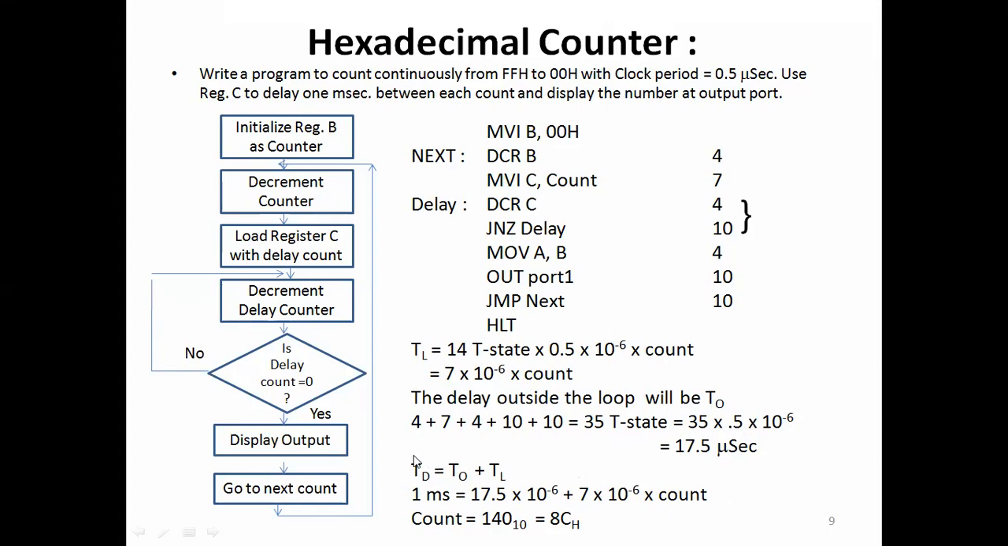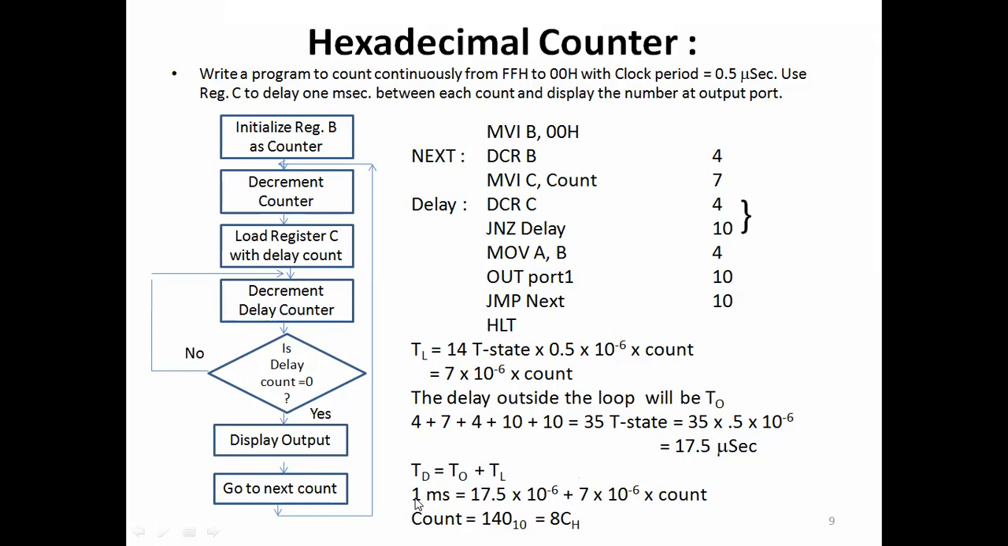Now the total delay which is required is 1 millisecond. So we put the T delay value as 1 millisecond equal to 17.5 into 10 to the power minus 6 plus 7 into 10 to the power minus 6 into count. This 1 millisecond is equal to 1 into 10 to the power minus 3. Then we will move this to the left hand side. So 1 into 10 to the power minus 3 minus 17.5 into 10 to the power minus 6, divided by 7 into 10 to the power minus 6, will give you the count.